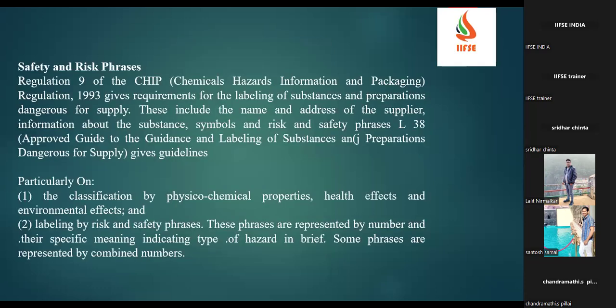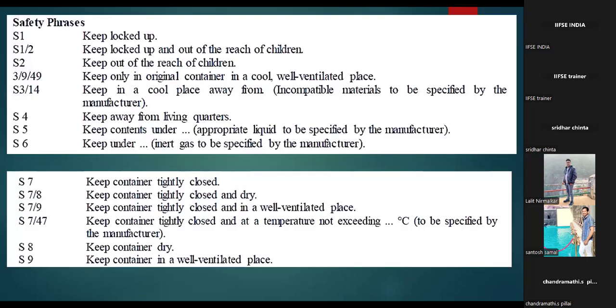Now we'll see what the safety and risk phrases are. These phrases are warning signs or safety precautions which are supposed to be followed while handling any kind of chemicals. We'll see some of the phrases here. If you see, there are two different kinds: safety phrases and risk phrases. Safety phrases are nothing but what kind of safety precautions are to be followed.